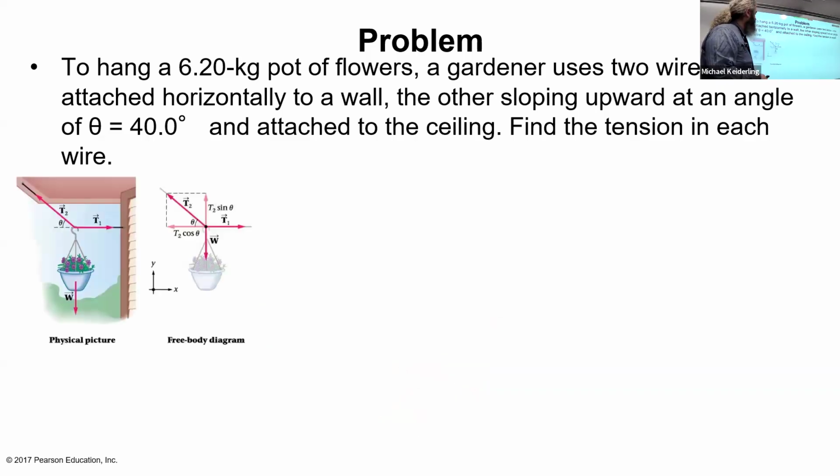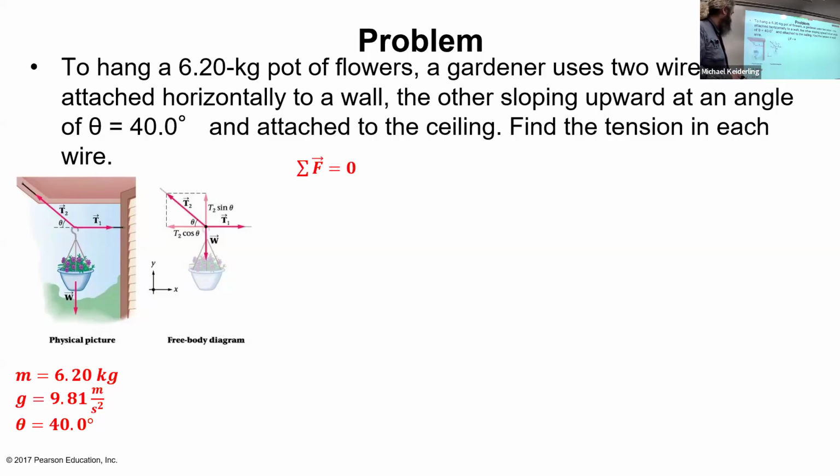So here, the one thing we know is the weight. So we'll start vertically. We know the mass is 6.2 kilograms. We know g is 9.81 meters per second squared. We know this angle theta is 40 degrees. We're trying to find T1 and T2. I forgot to put those question mark values.